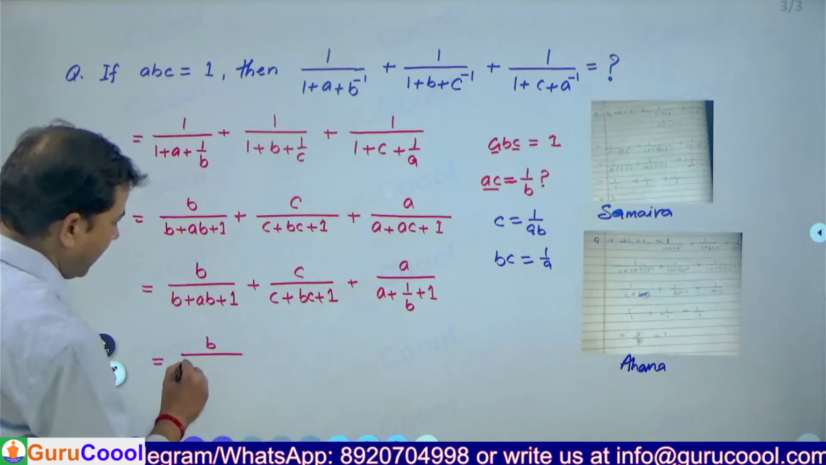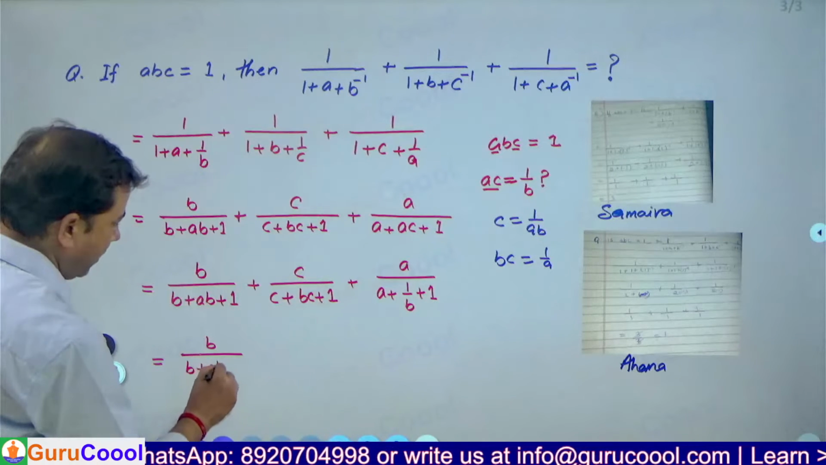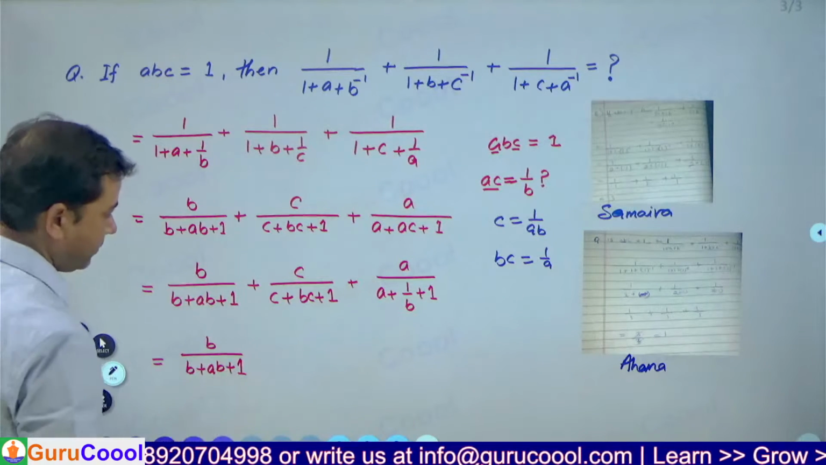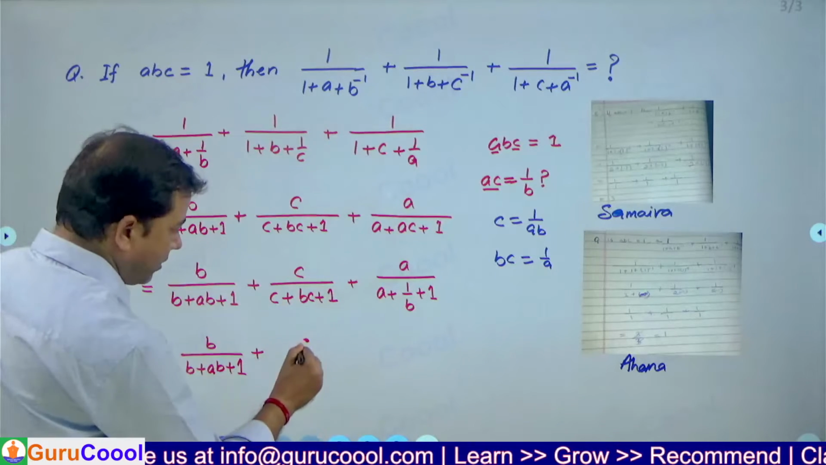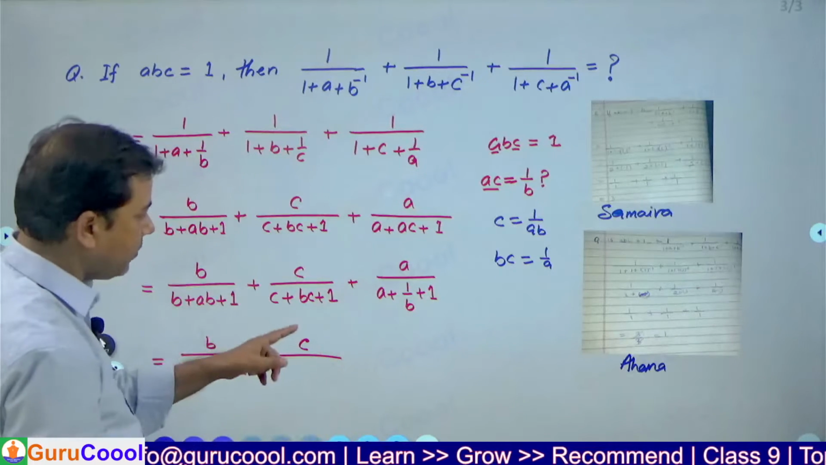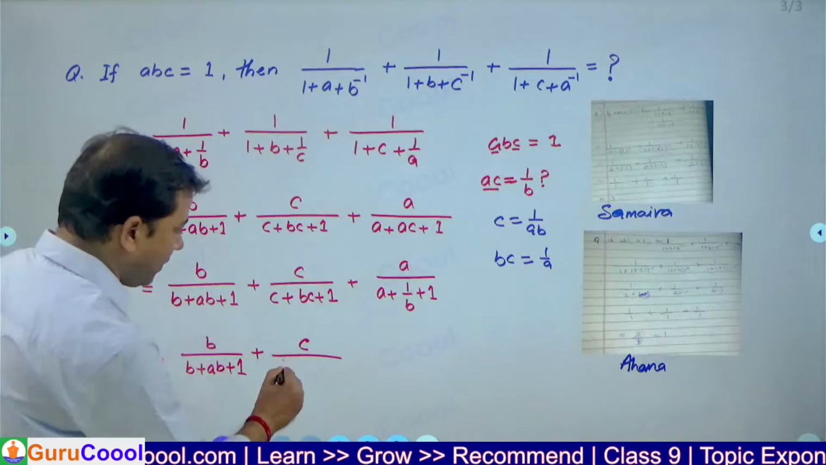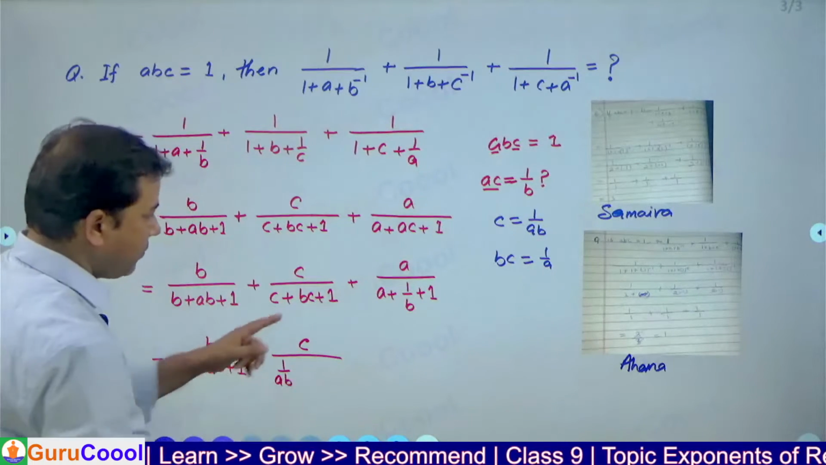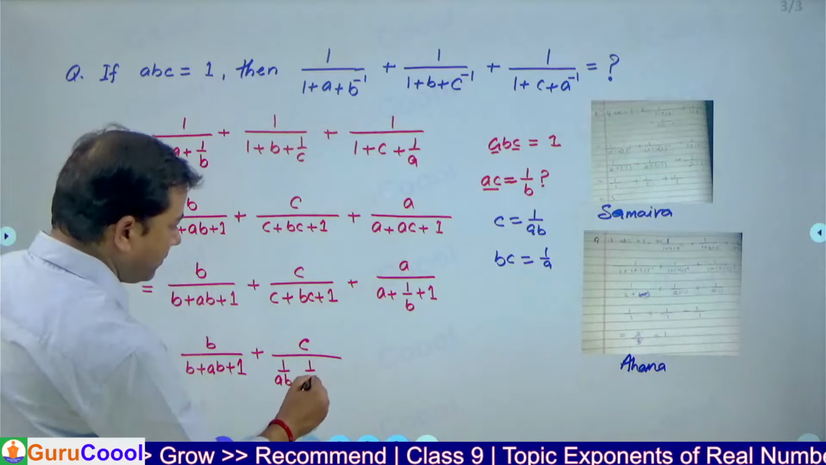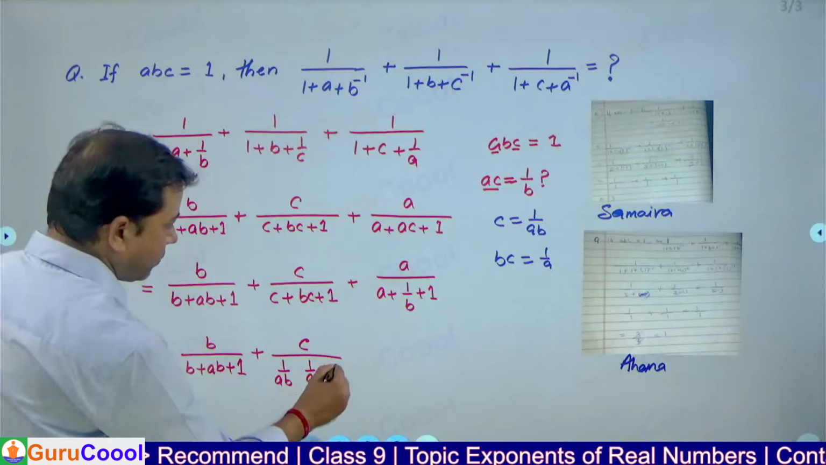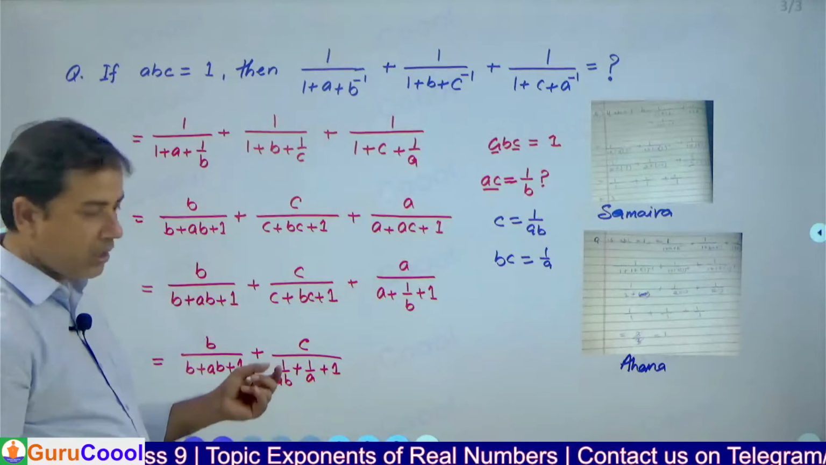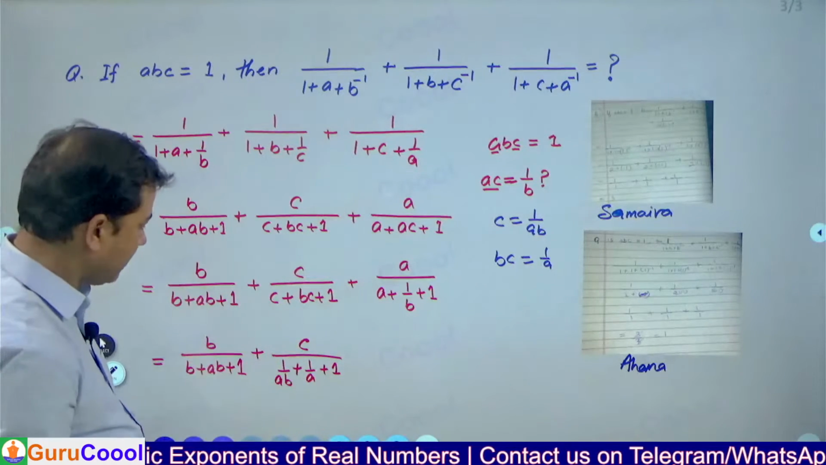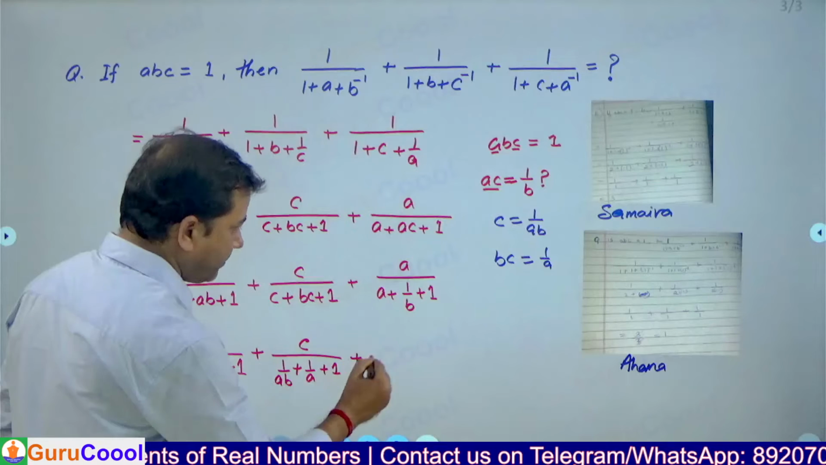B divided by B plus AB plus 1. And in the second one, the numerator is as it is, no change. But in the denominator, for C I'll write 1 by AB, for BC I'll write 1 by A, and the third term is 1. See, everything is set for A and B only. C has vanished in the denominator.